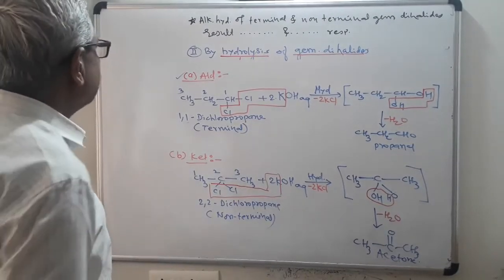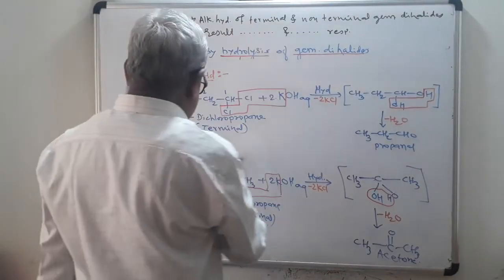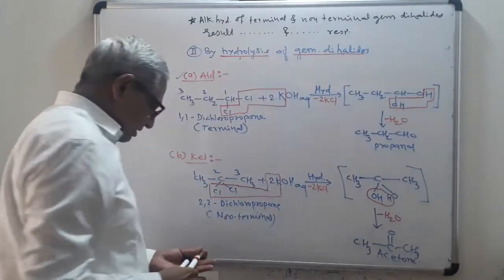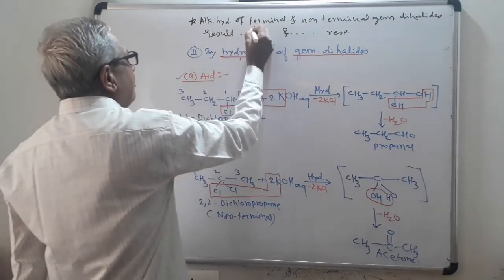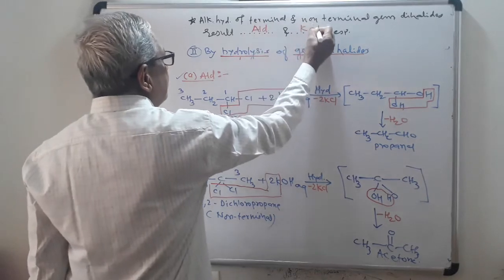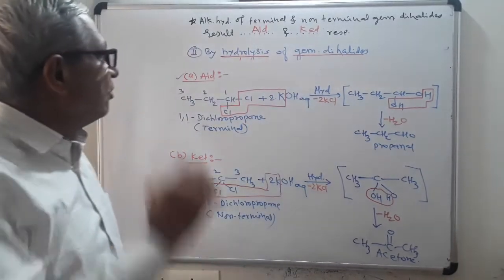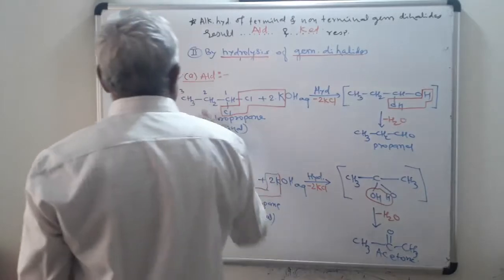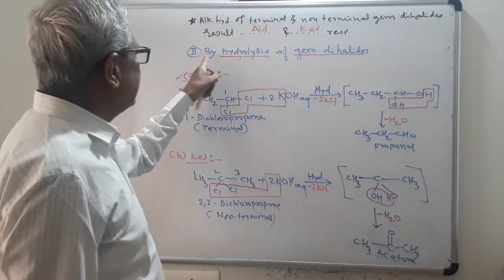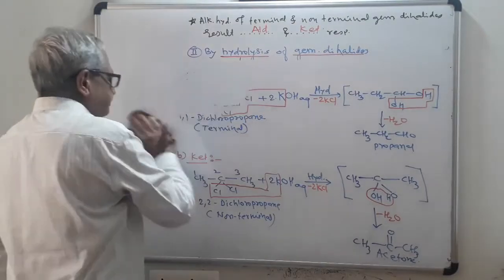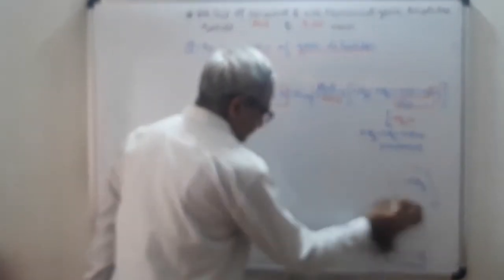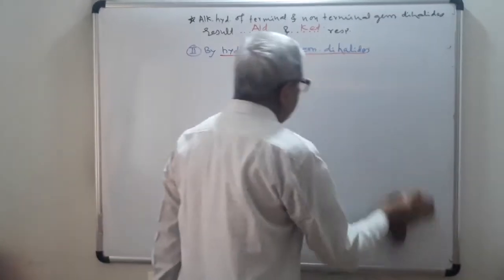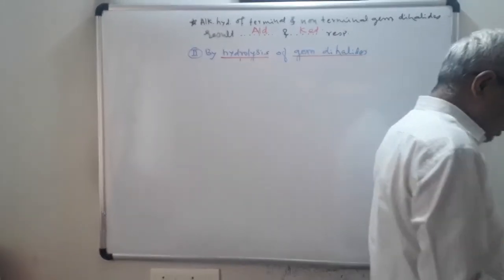So see the question here: alkaline hydrolysis of terminal and non-terminal geminal dihalide results in dash dash and dash dash respectively. The answer is aldehyde and ketone respectively. So this is the point here. Now I will set one objective question here, which appeared in a previous exam. The question is based on the title hydrolysis of geminal dihalide. So everybody write the question very carefully, think on it and try to answer.